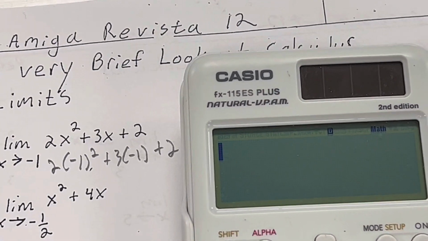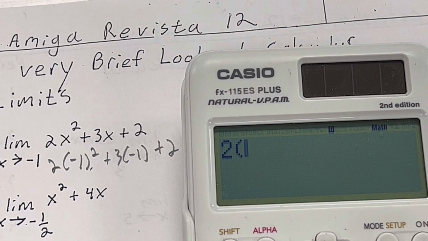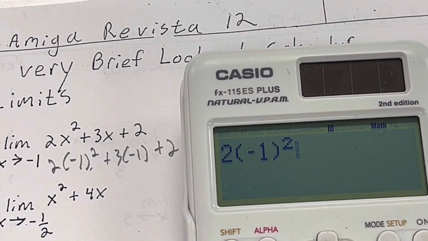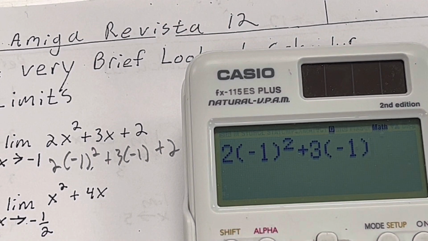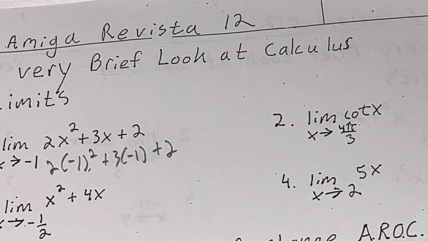So if you don't trust your arithmetic, 2 times -1 squared plus 3 times -1 plus 2, and it kicks out 1. So I'm going to trust that as my answer.